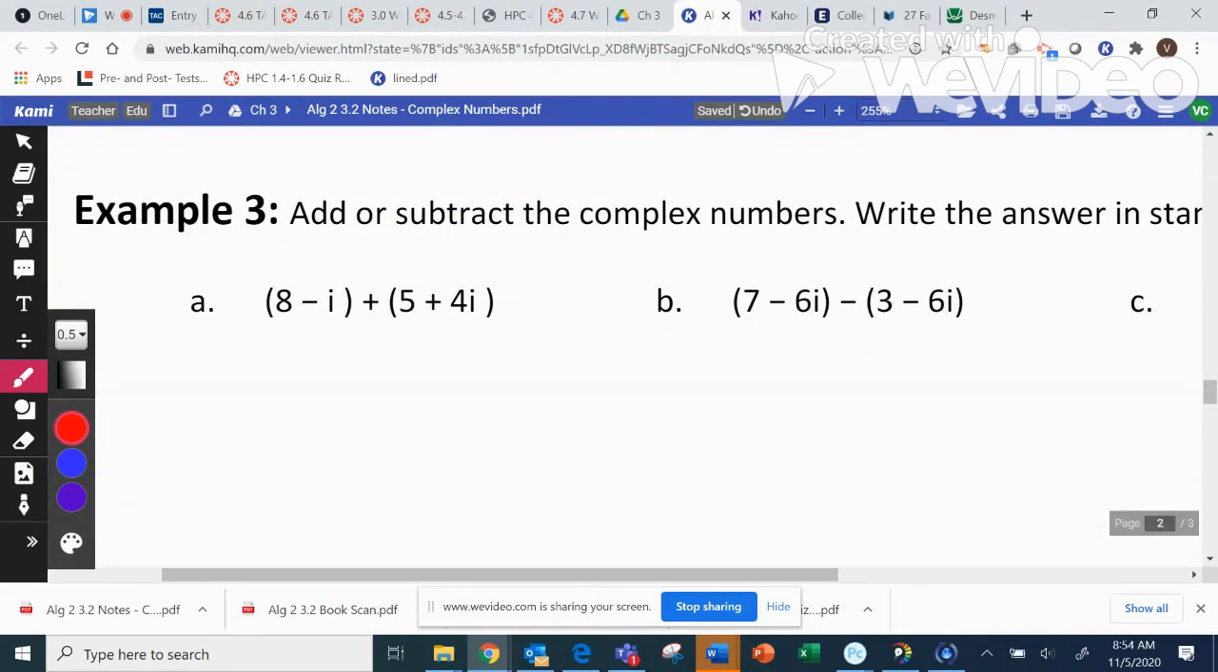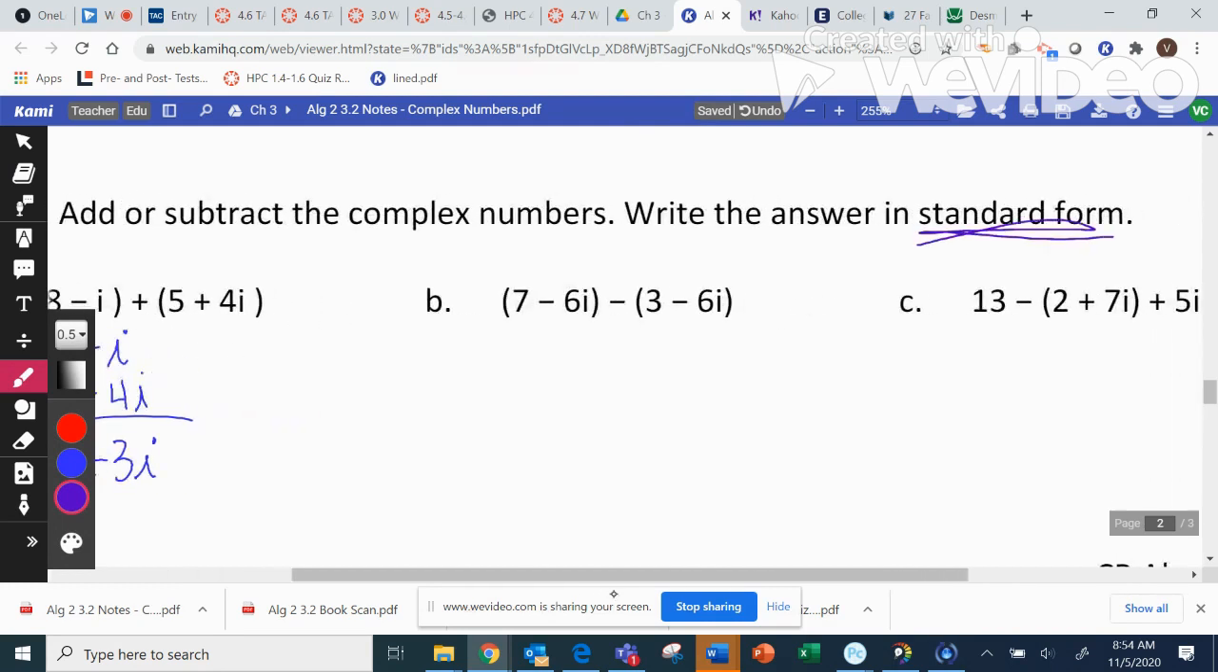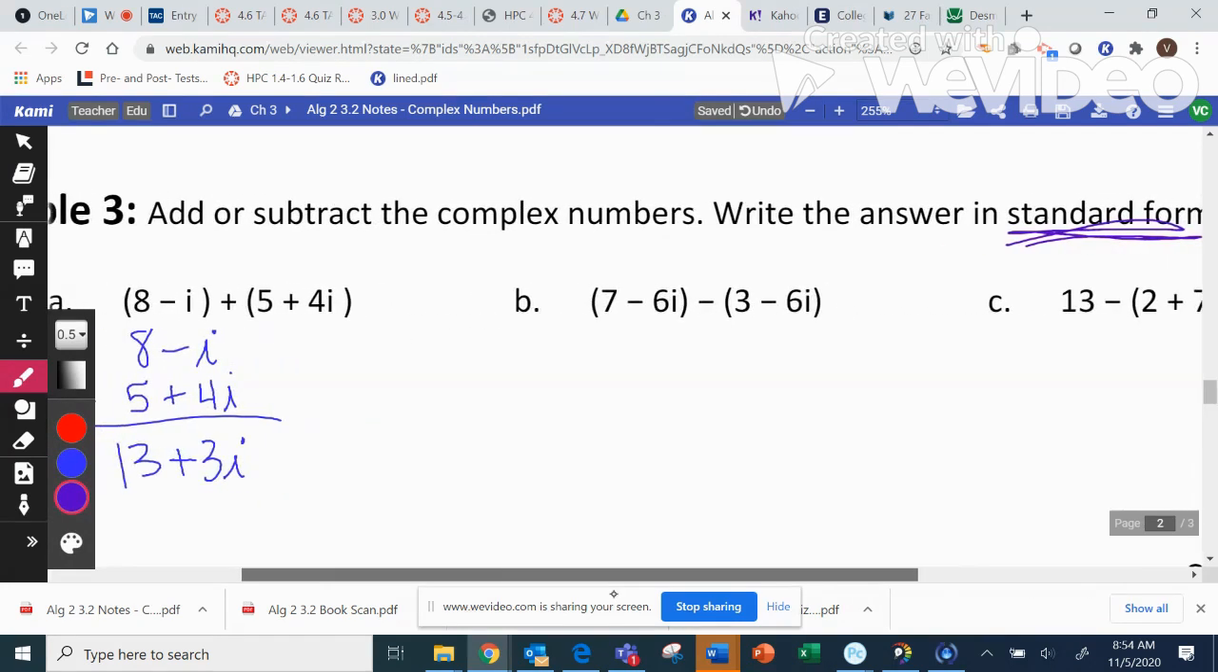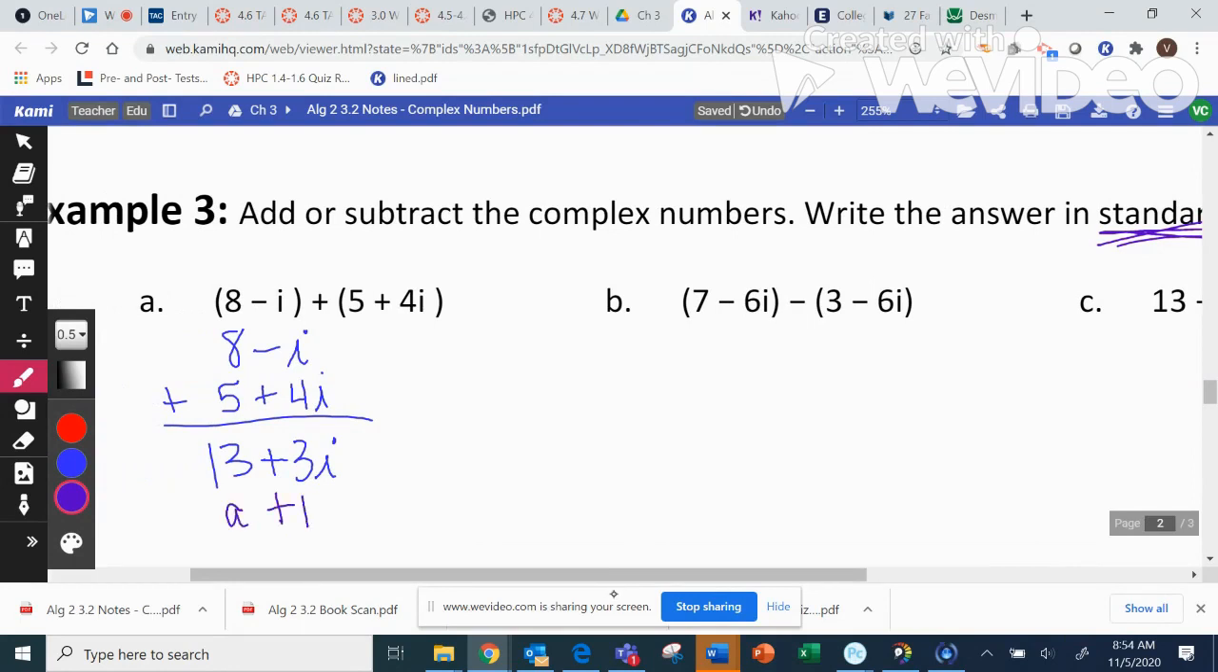So for this one, I'm adding 8 minus i to 5 plus 4i. I'm going to add together the 5 with the 8, and I'm going to add together the 4i and the minus i. It says to put my answer in standard form, which is a plus bi. So I have my answer correct in standard form: 13 plus 3i.